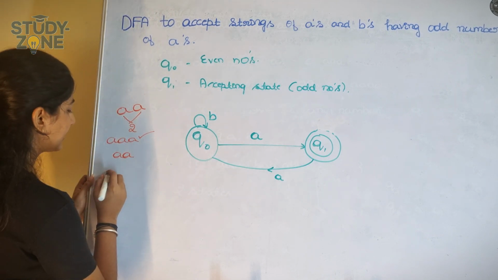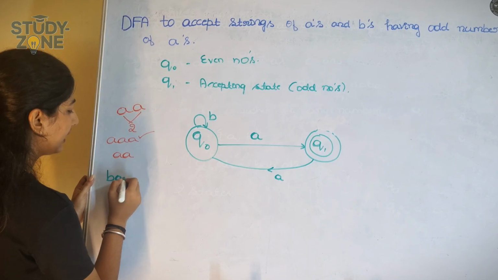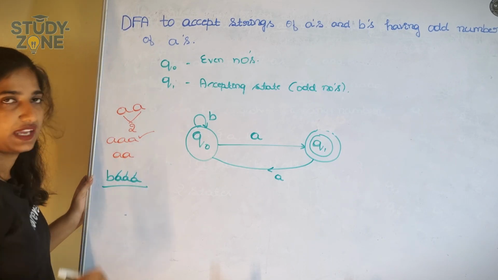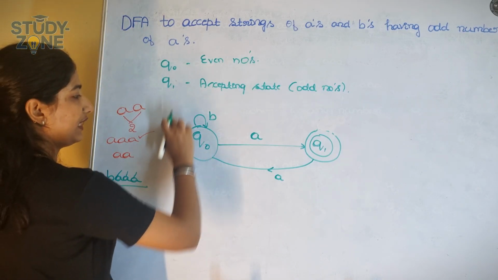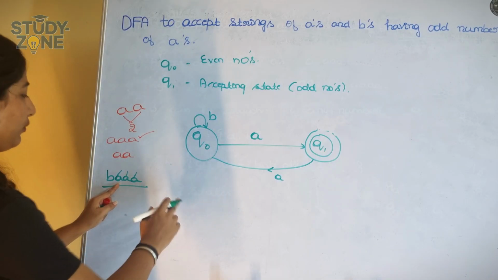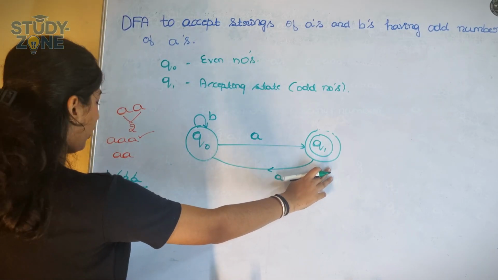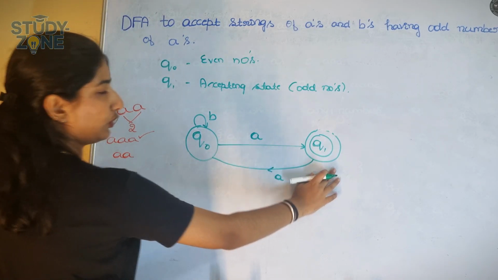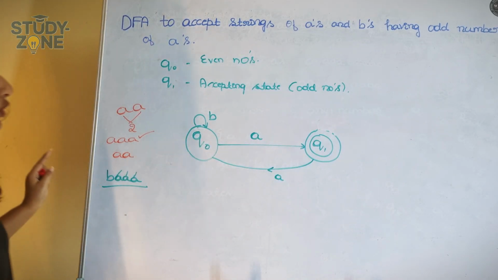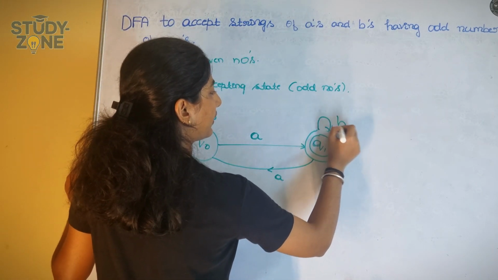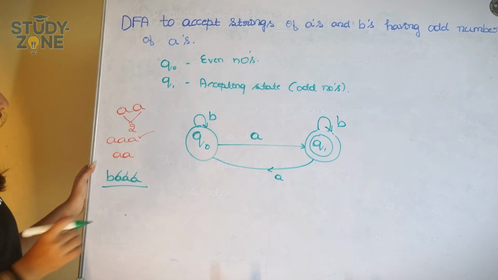Let's take an example of B, A. This should get accepted, right? Because there are 3 A's. Q0 on B will stay in Q0 state only, and Q0 on A moves to Q1, Q1 on A moves to Q0, and Q0 on A again moves to Q1. It is done. Now Q1 on B, this one also we can ignore and write it as a self loop.